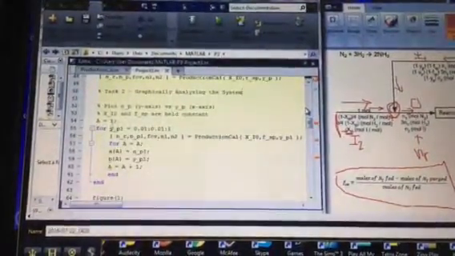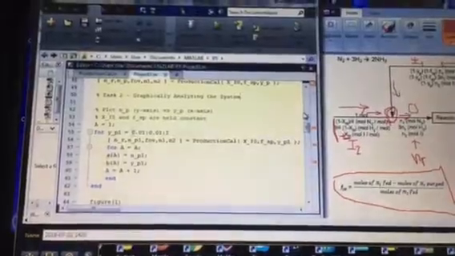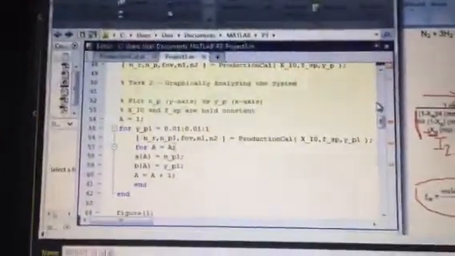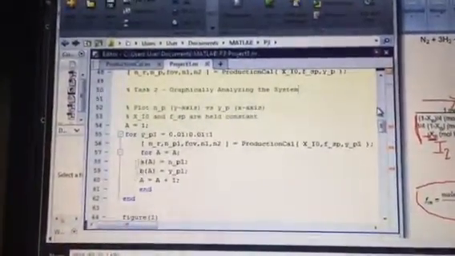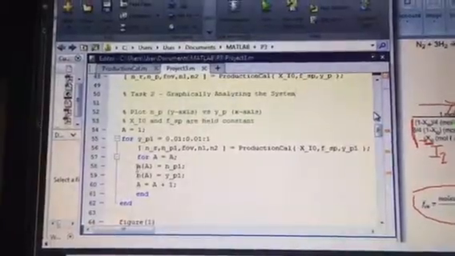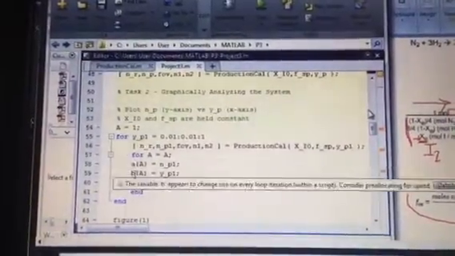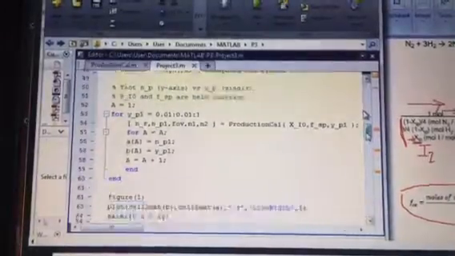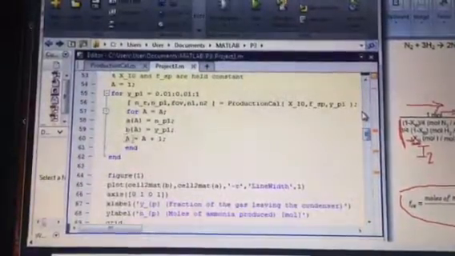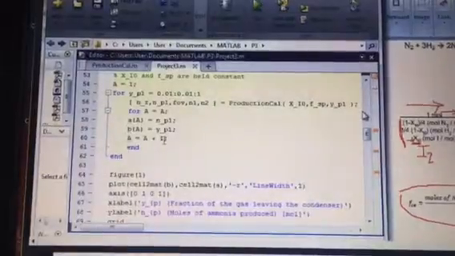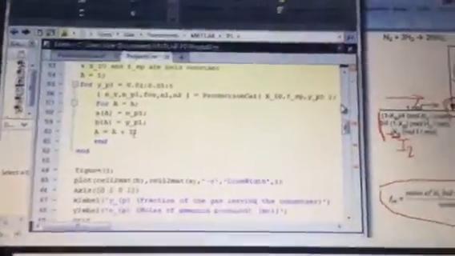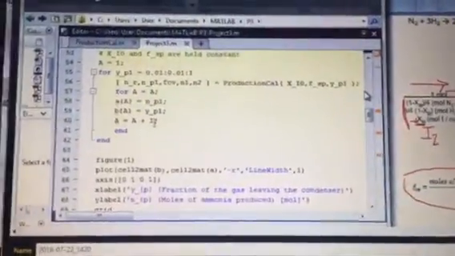So as YP varies from 0.01 to 1, I initialize A equal to 1, and as long as this condition is kept, these two are going to be calculated. The cell indexed by A is going to store each of the NP produced, and A needs to be changed by using A plus 1. So the first NP will be stored at A1, and it continues with A2 and A3.